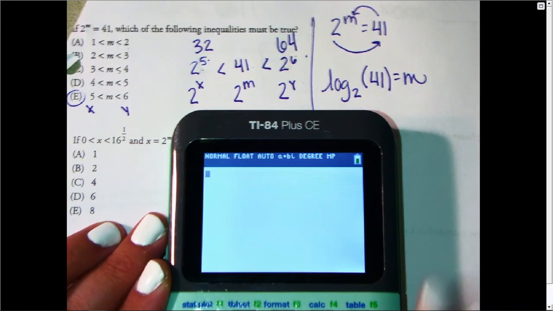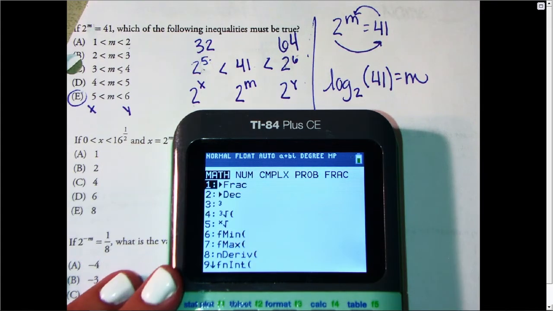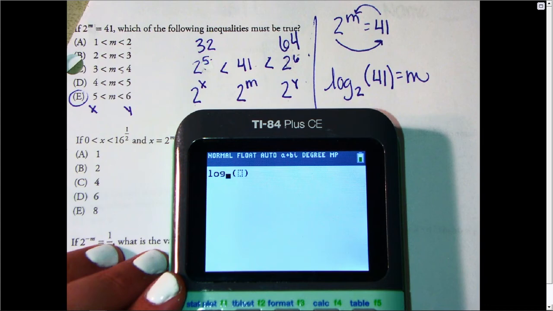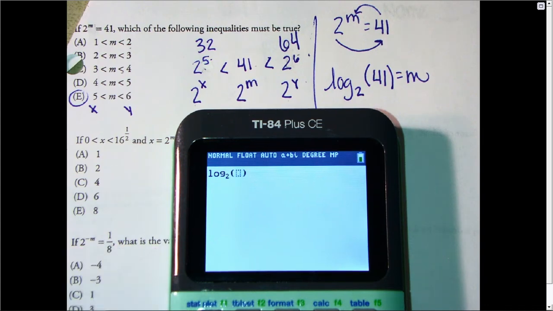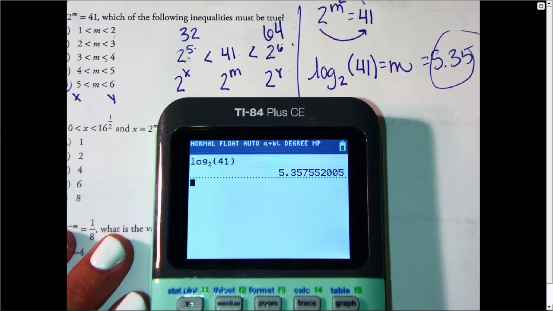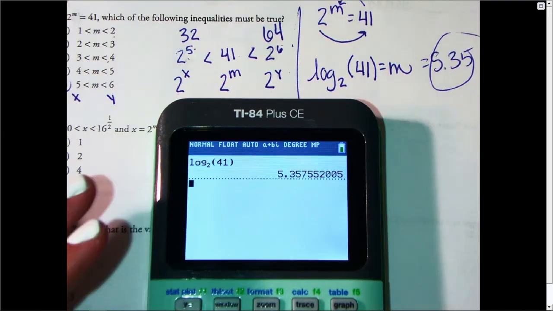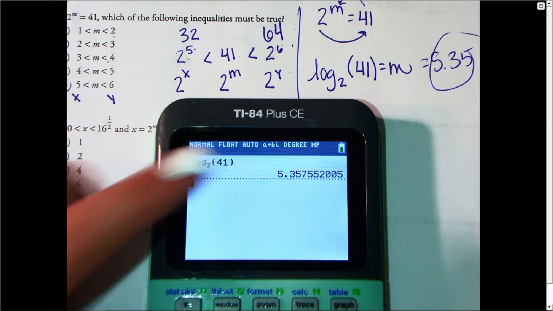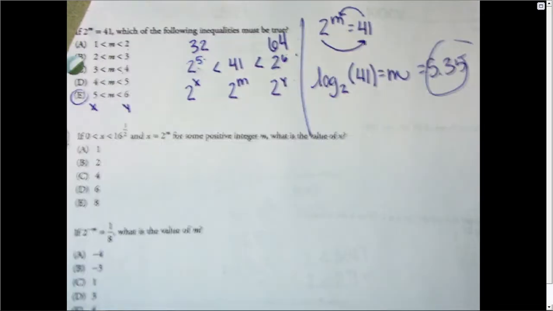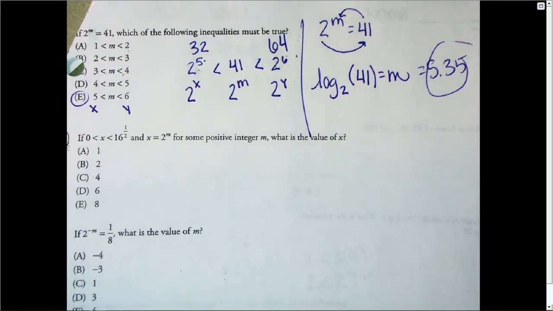To change the base to 2, what you can do is go to math, arrow all the way down. Log base. My base is 2, this is 41, and I get 5.35, which is in between 5 and 6. So if you have an 84 plus, you can do it this way. Again, we haven't talked about logs, so I definitely don't expect you to know how to do that. It's okay that you don't.